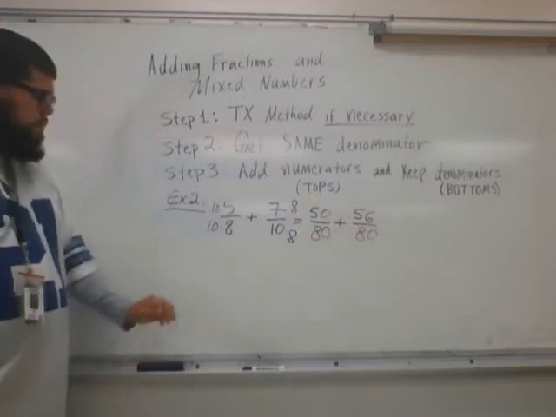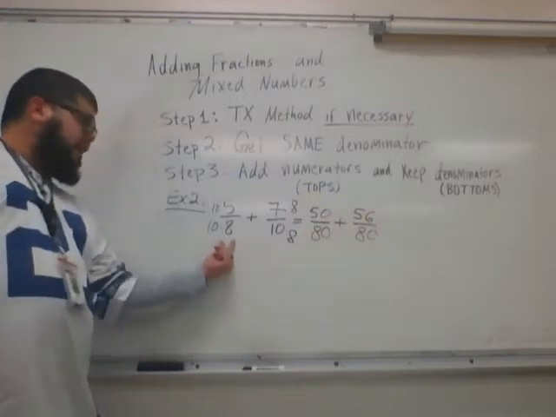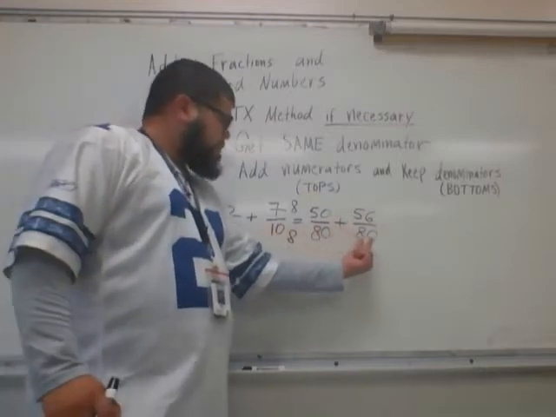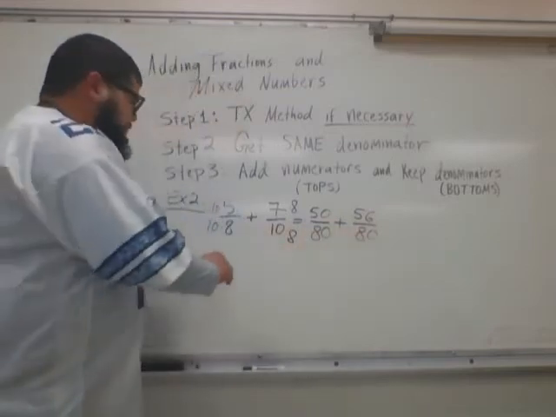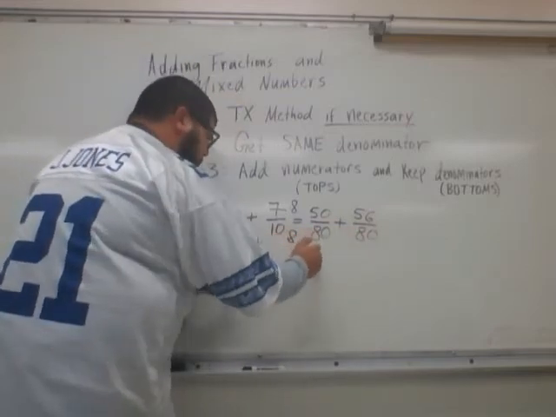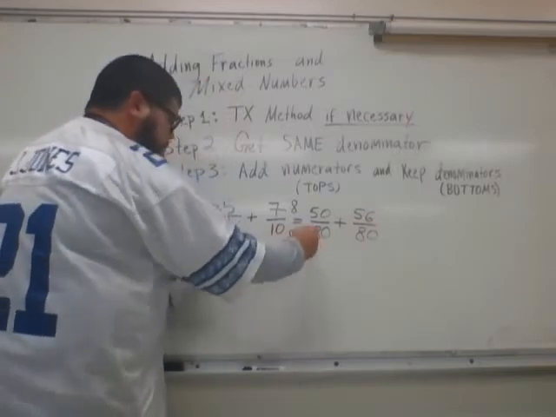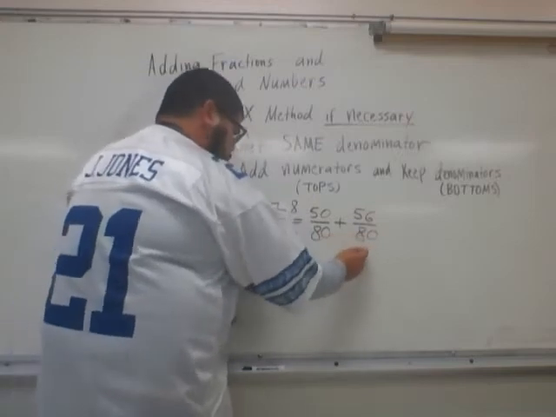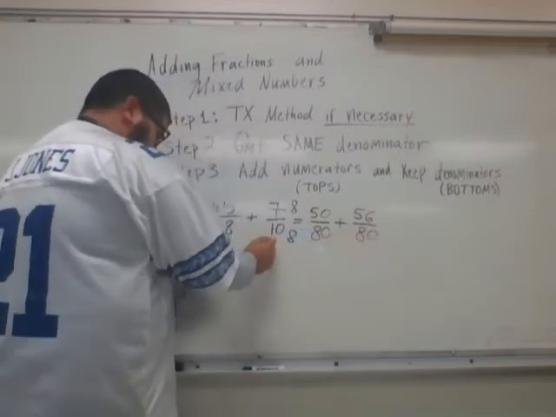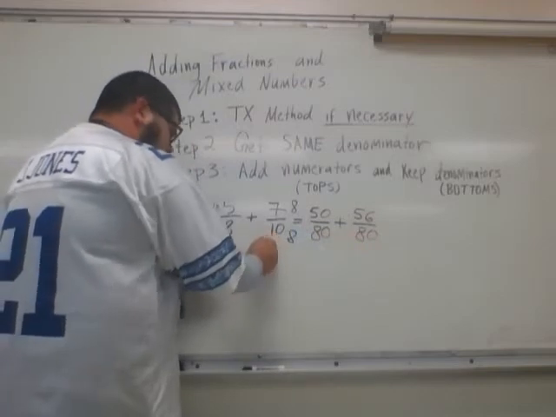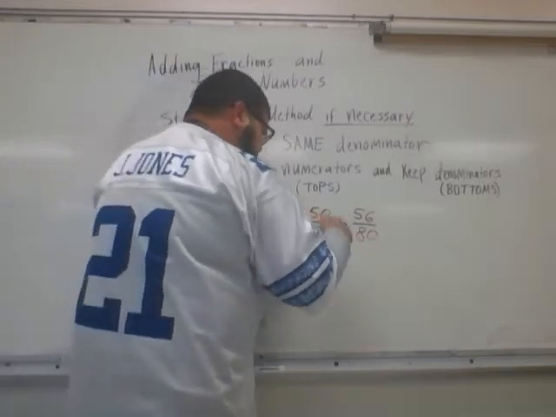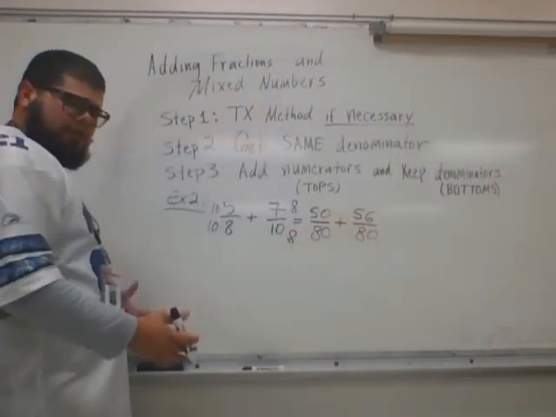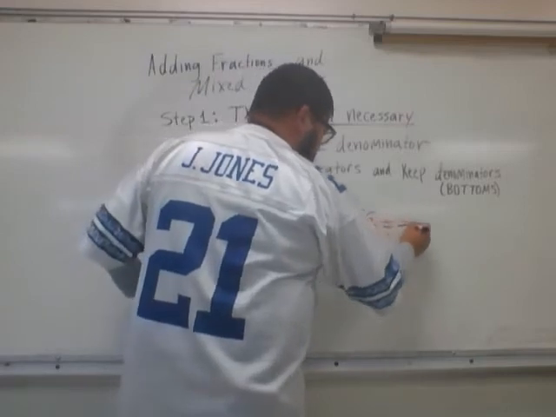Okay? So, now, again, my equivalent fraction of 5/8 is 50 over 80. My equivalent fraction to 7 over 10 is 56 over 80. Now remember, these are equivalent fractions, which means they have the same decimal value. They just look different. Same thing here. Same decimal value. They just look different. So if I add these two up, I'm going to get the same value. So let's go ahead and add these up now.